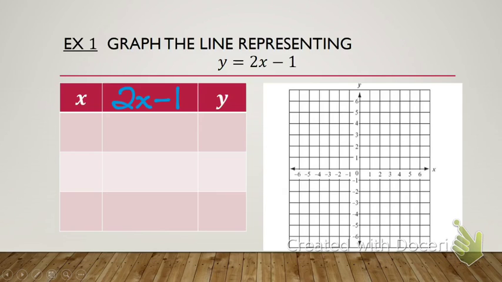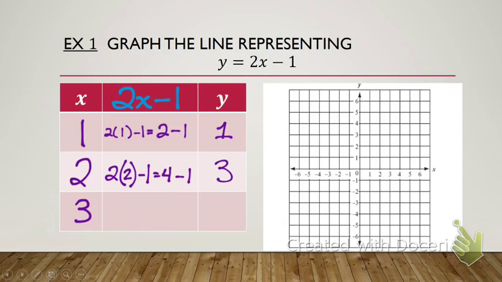So let's pick some x's. Let's say I do choose 1, 2, and 3. I'm going to plug them in. I'm going to take 2 times the 1 and subtract 1. So 2 times 1 is 2. Take away 1. We end up with a y coordinate of 1.